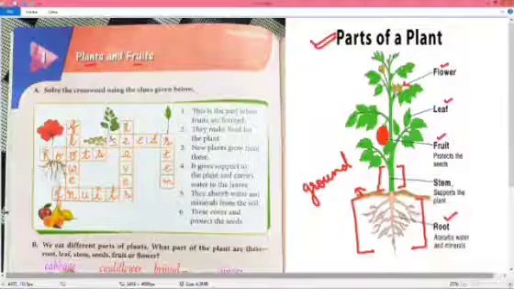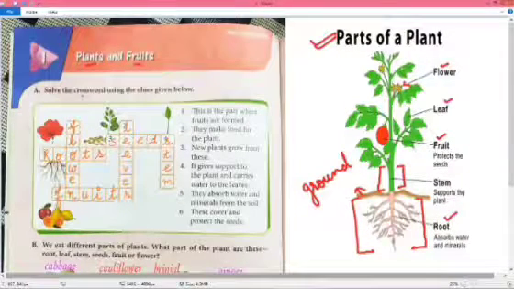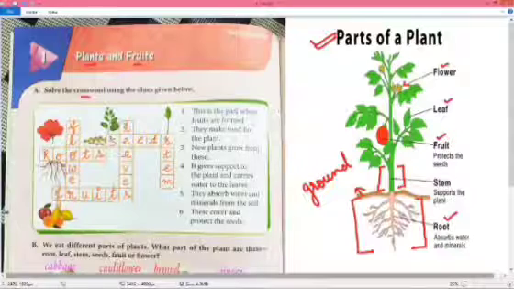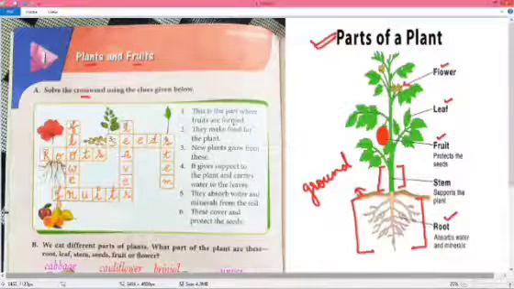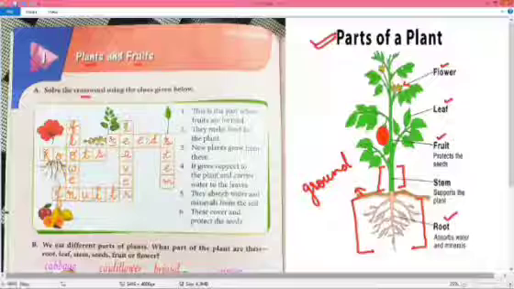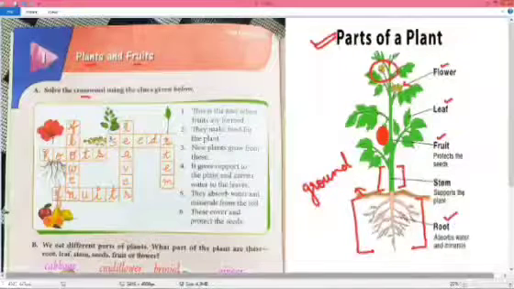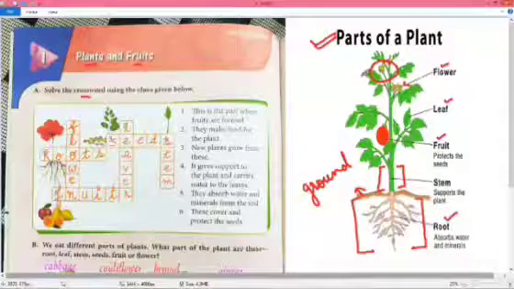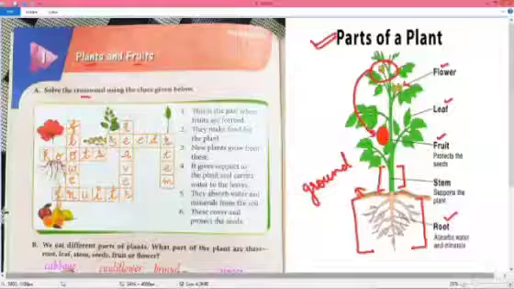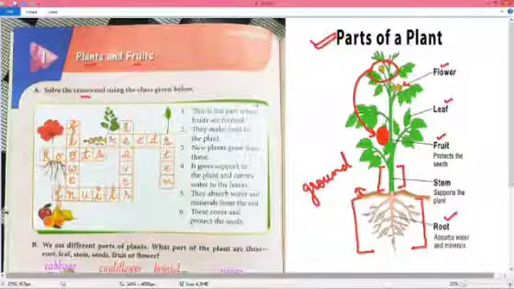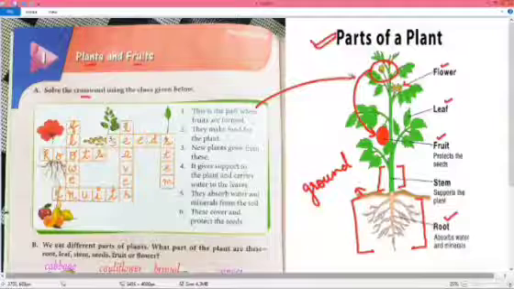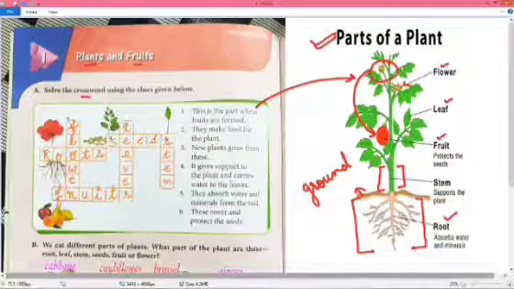Now let us try and solve the crossword given here. Number 1: this is the part where fruits are formed. So this yellow part, this is the flower, you can see. Now the flower grows and becomes big and forms a fruit. So this is the part where fruits are formed. So the correct answer will be flowers.